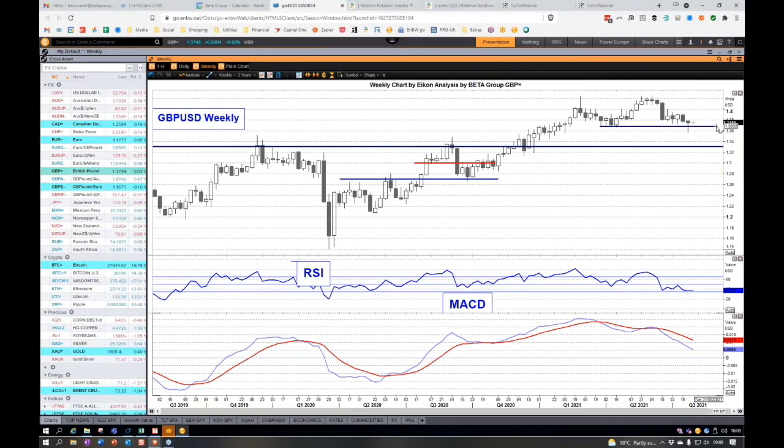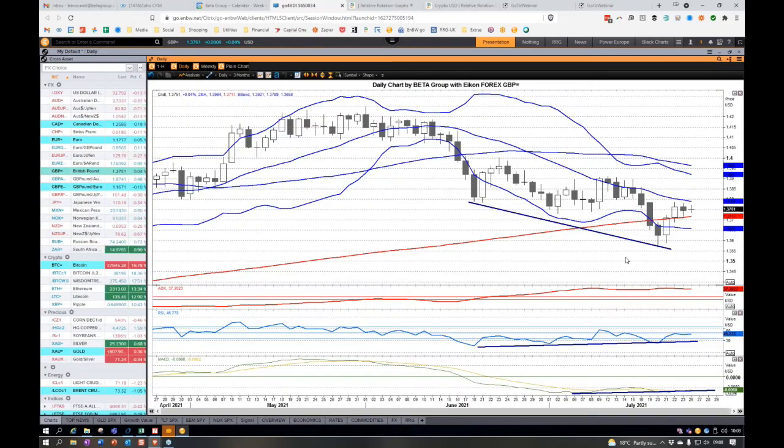If we do break that level, we come to support at around 133 quite quickly. So, you know, 3 cents there would be where we'd be vulnerable to the drop. So not as big as the drop potentially in the euro. The MACD is negative. The RSI is negative on a weekly chart. So it's all pretty threatening.